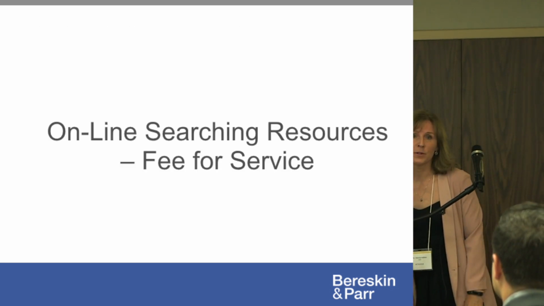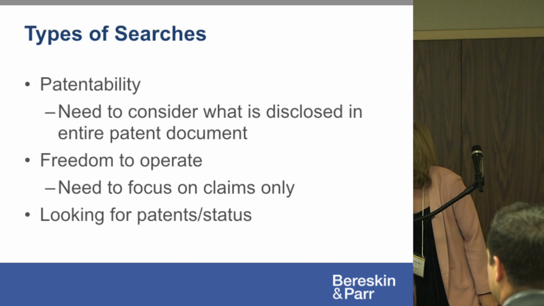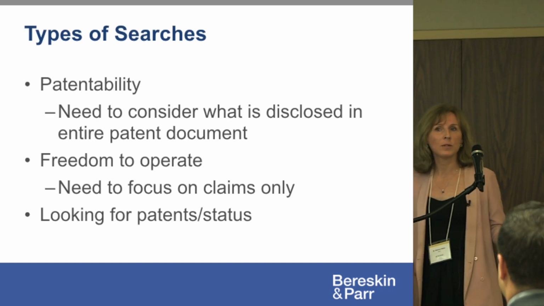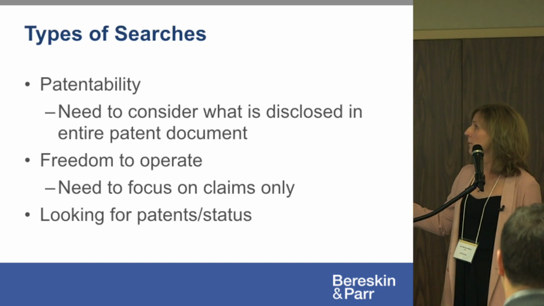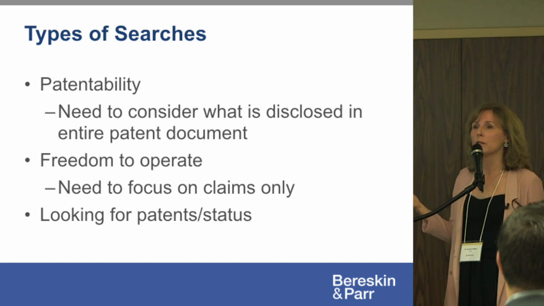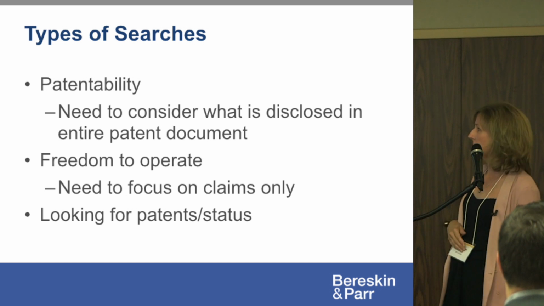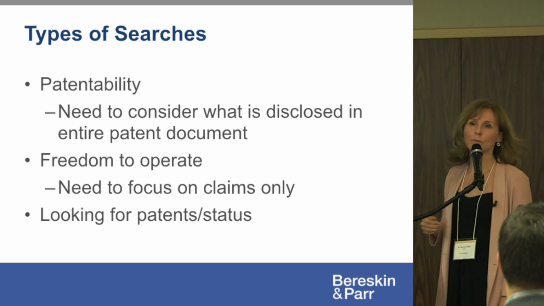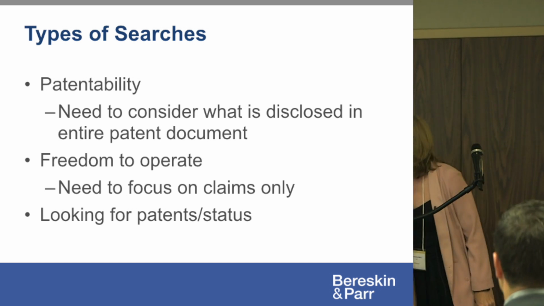These are the fee-for-service ones, so I won't touch on them. So as I've already mentioned, there's kind of two types of search: patentability and freedom to operate, and then there's also the other one where you're just looking for patent information on status and whether or not it's been allowed or not.